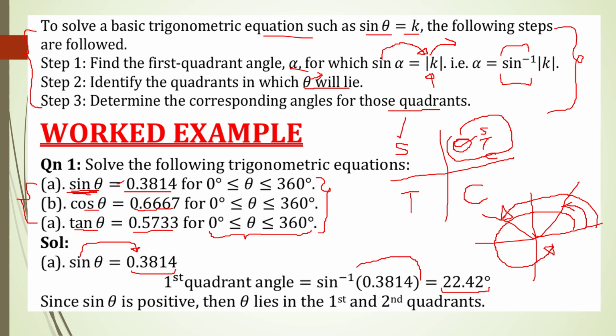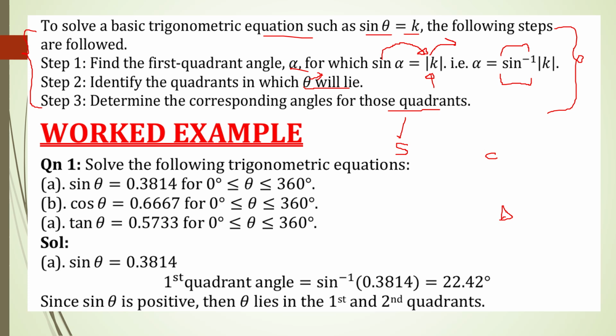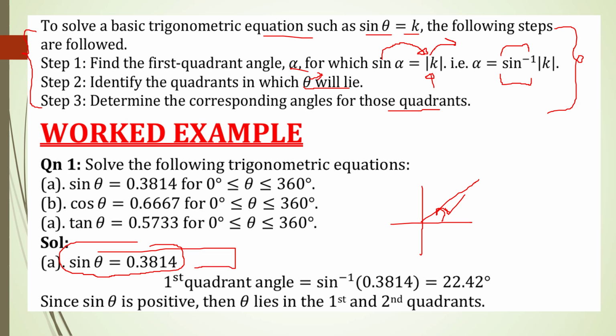But remember, after you get the angle, the first angle is always lying in the first quadrant. In the first quadrant, all trig ratios are positive. But now you refer back to the given expression. You are given that sine theta is equal to positive 0.3814. Now we have to go back to our quadrant. We have already got the angle here, which is 22.42. So you also have to get the second angle where sine is positive, because according to this expression, the value of sine theta is positive.